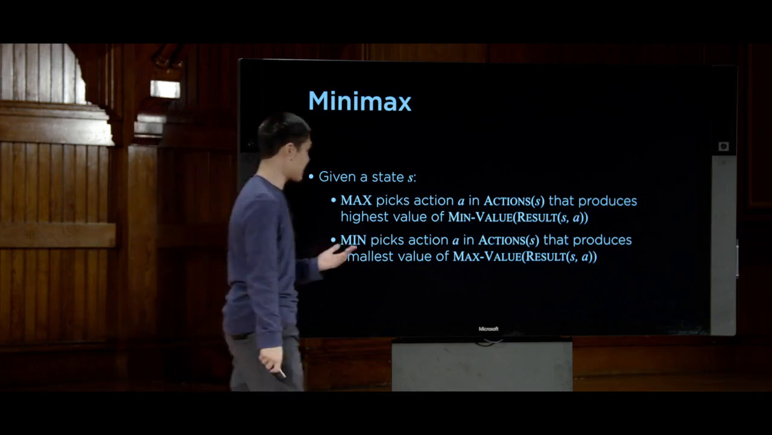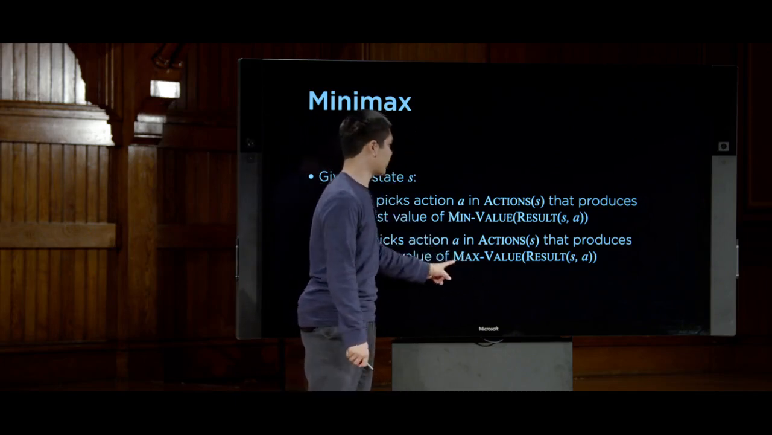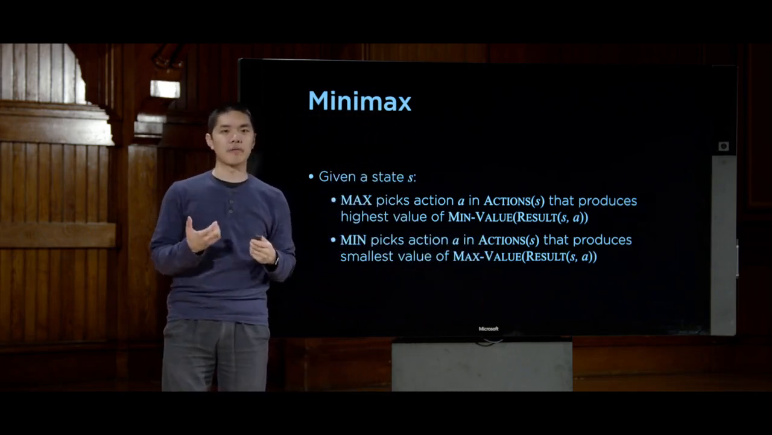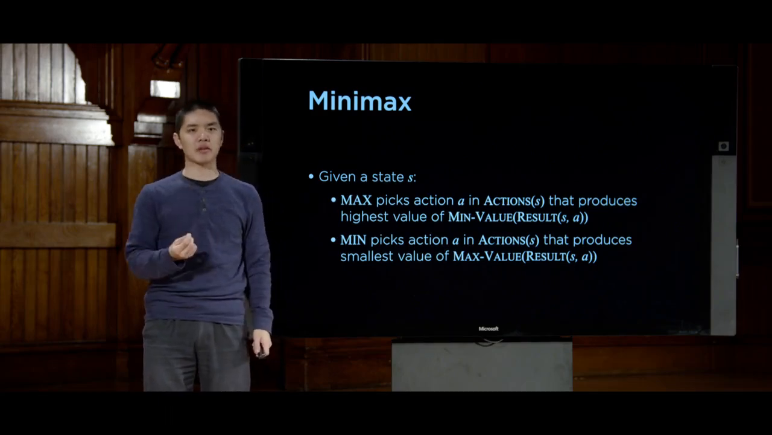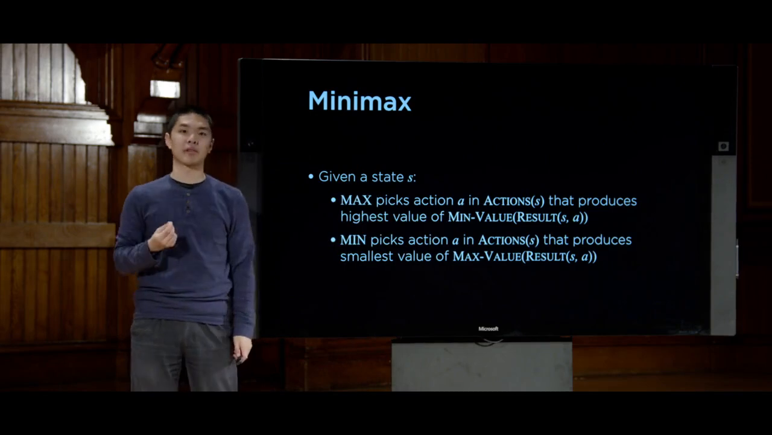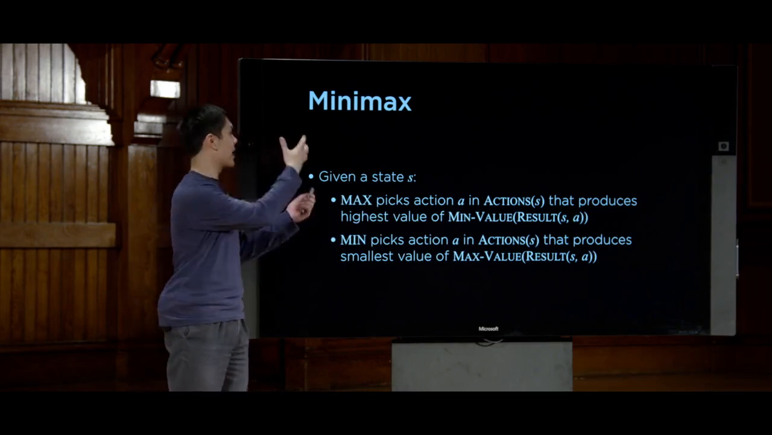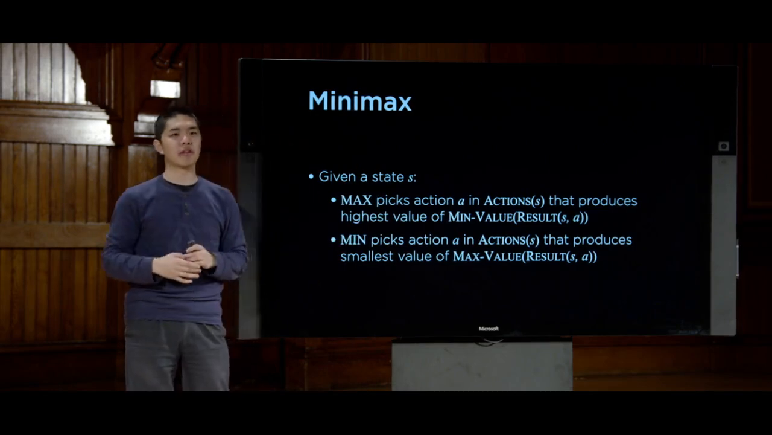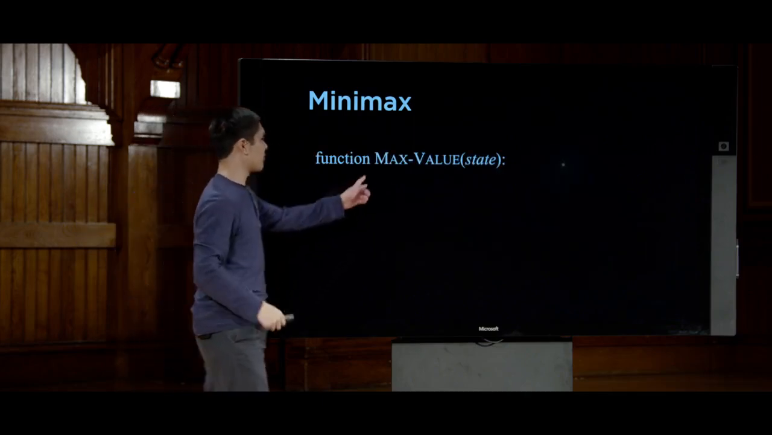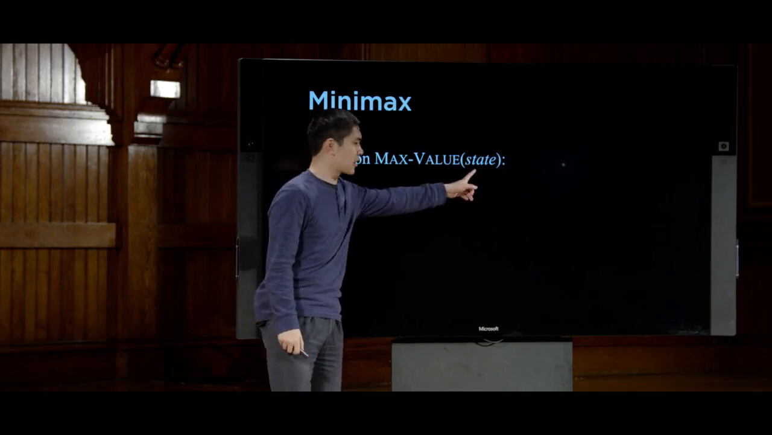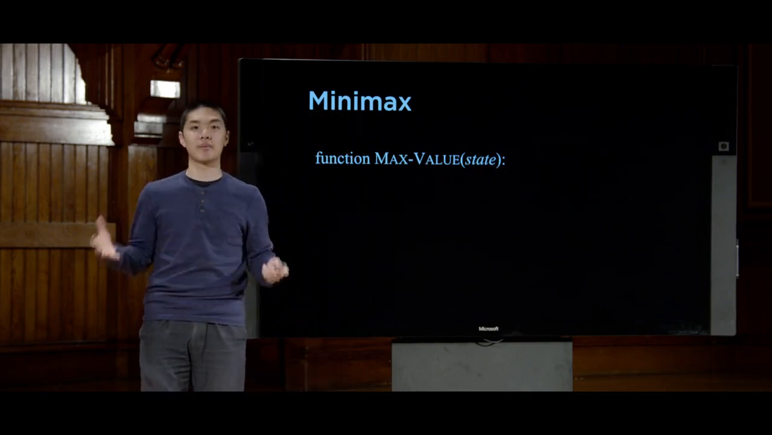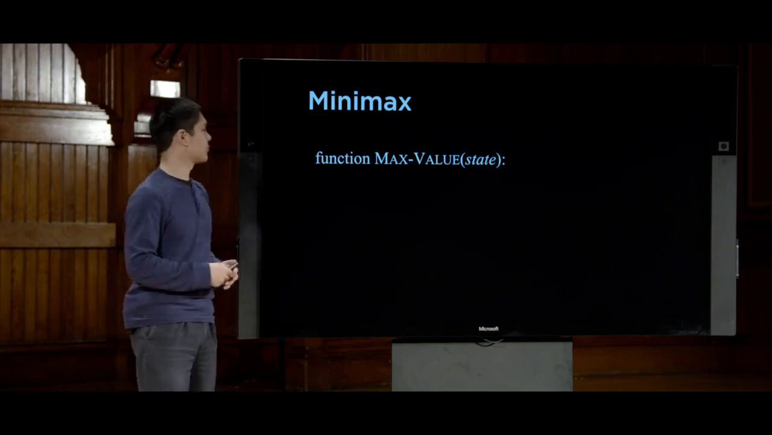And now we need to turn our attention to these two functions, MaxValue and MinValue. How do you actually calculate the value of a state if you're trying to maximize its value? And how do you calculate the value of a state if you're trying to minimize the value? If you can do that, then we have an entire implementation of this minimax algorithm. So let's try it. Let's try and implement this MaxValue function that takes a state and returns as output the value of that state if I'm trying to maximize the value of the state.